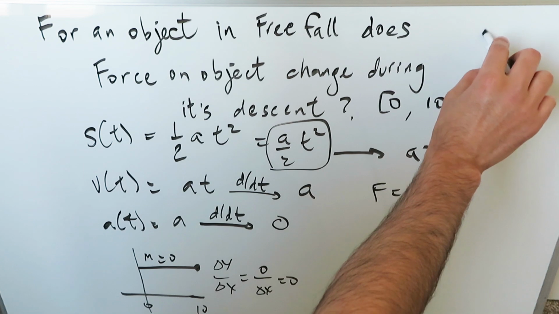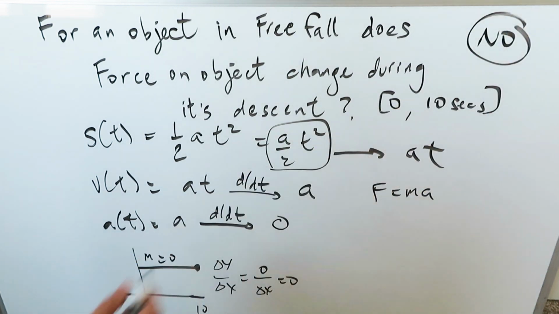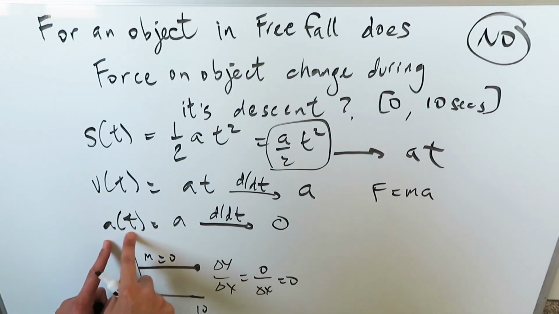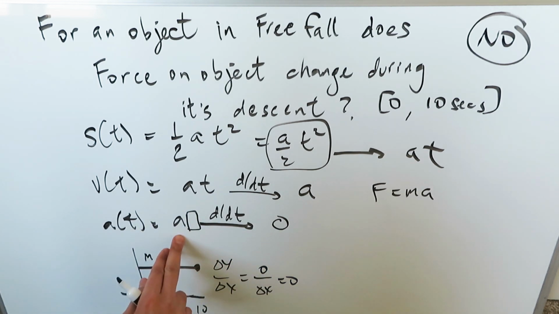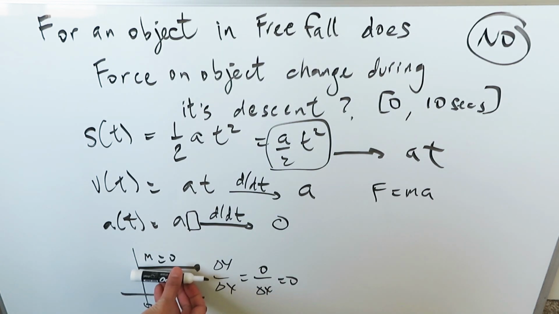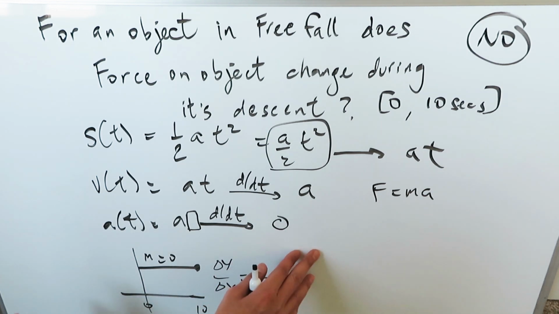So the answer to this question is no, the force will never change while the object is in descent, because if you look here at the acceleration function, your time variable has vanished. The acceleration is no longer dependent on time, because whatever the time might be while the object is dropping, the acceleration will remain constant and it will be a, your 9.8 meters per second squared. A horizontal line indicates that there's a slope of 0. A slope of 0 means that one variable is not changing with respect to another. Acceleration is not changing at all during this time period.